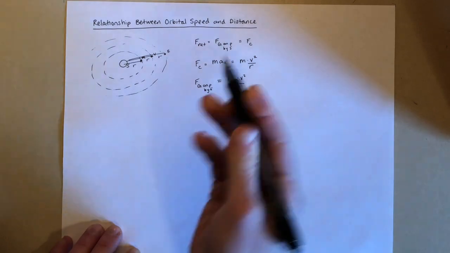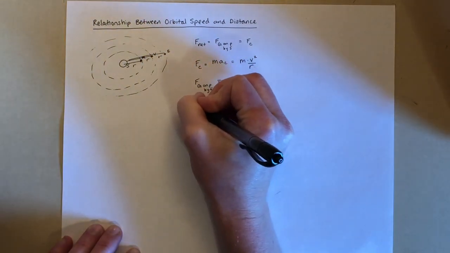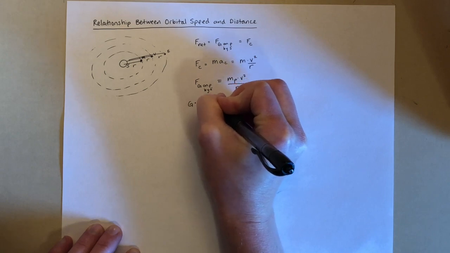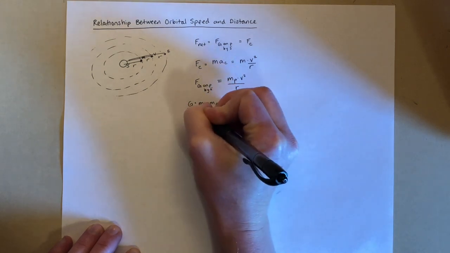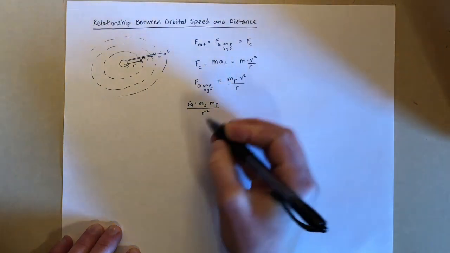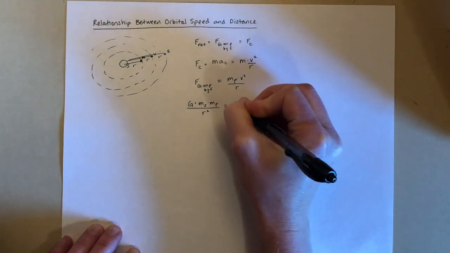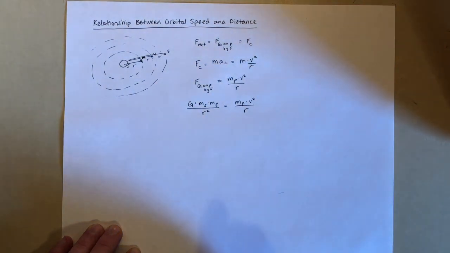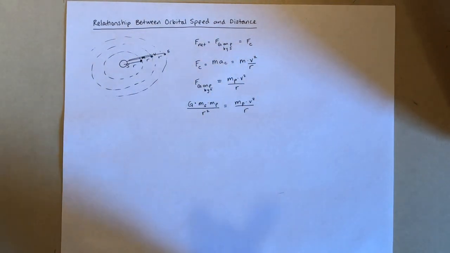This gravitational force has its full expression of the gravitational constant times the mass of the sun times the mass of the planet divided by their separation distance squared. So we see we have another r here. And from here, we're just going to do some algebraic manipulation to simplify this.